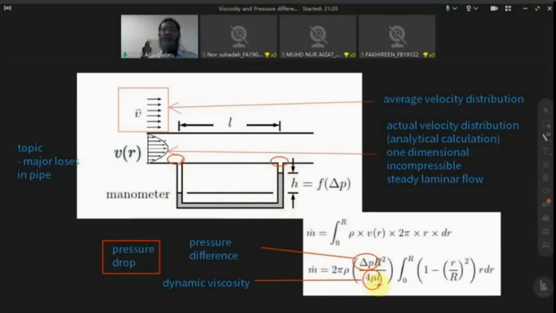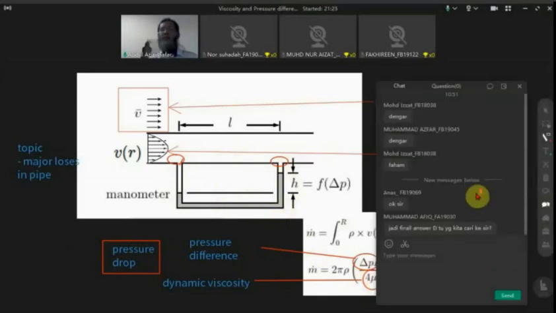But like one of your friends, Muhammad Afiq, asked, the diameter is not the final answer that you want to calculate. The final answer will be the mass flow rate and volume flow rate, as well as the average velocity of the fluid that flows inside the pipe.